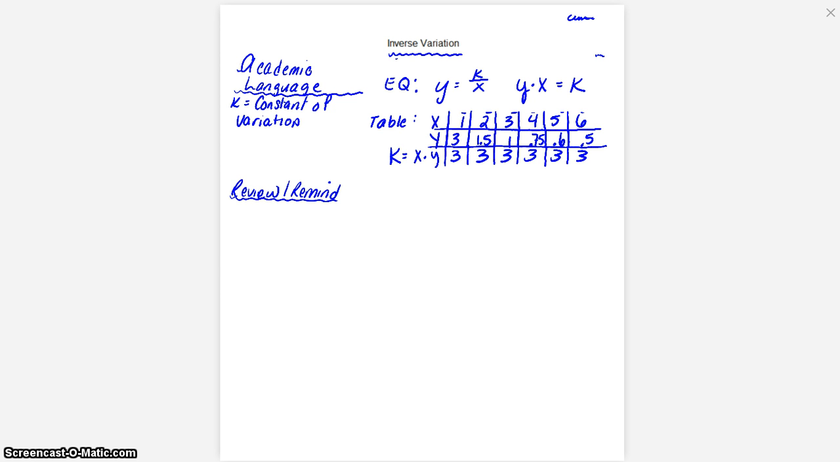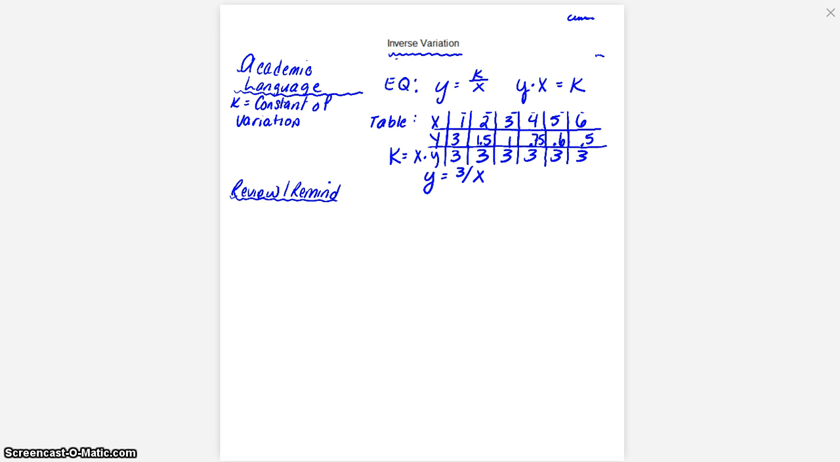So if you're given a table and you're told to make an equation from an inverse variation, then you can multiply the x and the y, get your k, and throw it back into the equation. So the equation using that formula is y equals 3 over x. And that's going to be the equation for this particular table.